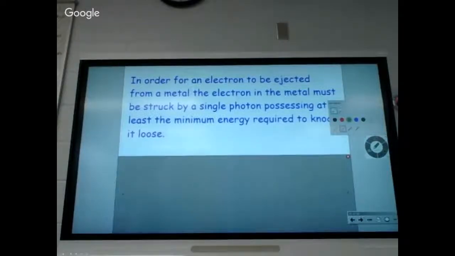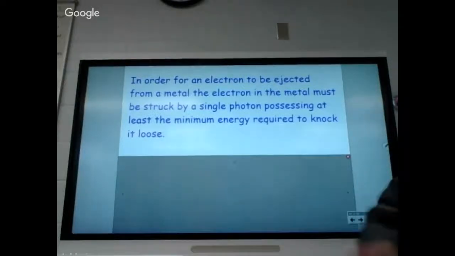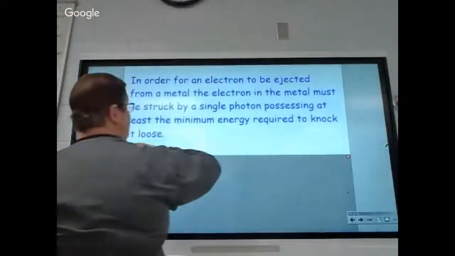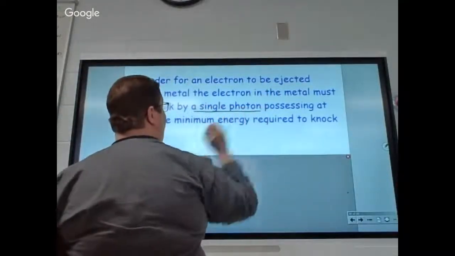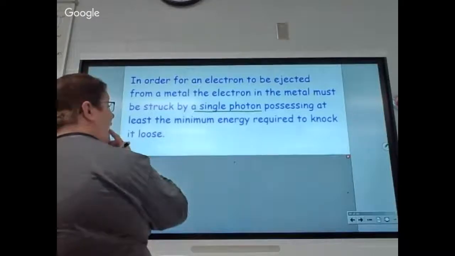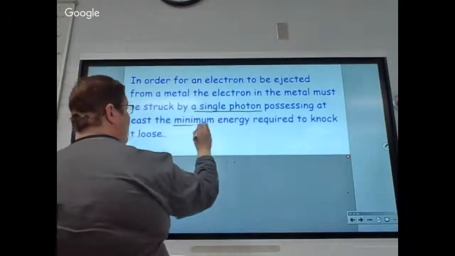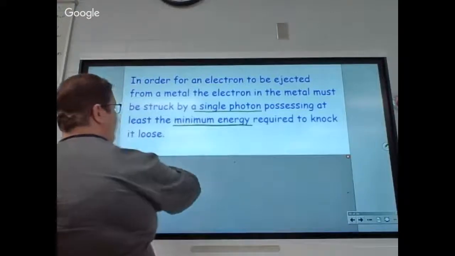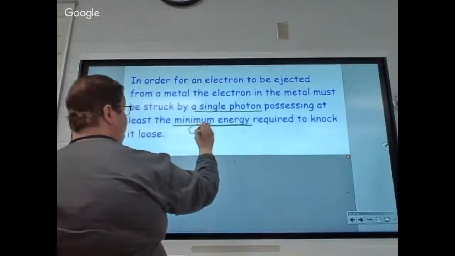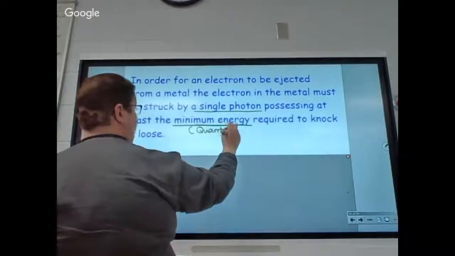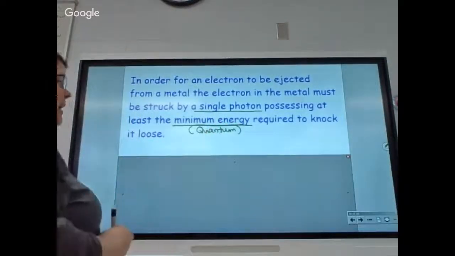So, in order for an electron to be ejected, what do you have to have? Okay? The metal in the electron must be hit by a what? You have to have a what? In order for an electron to be ejected, you have to have a single photon. And it has to have a what? A minimum energy. What's another name for that minimum energy? A quantum. Okay? It's required to knock it loose.